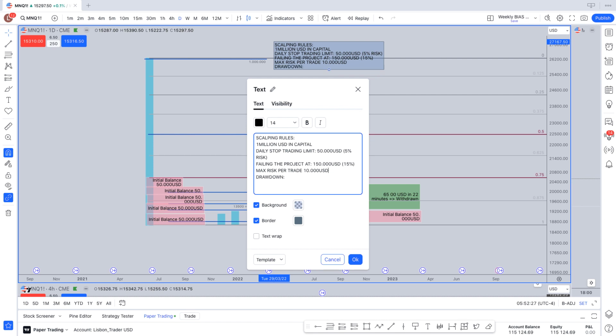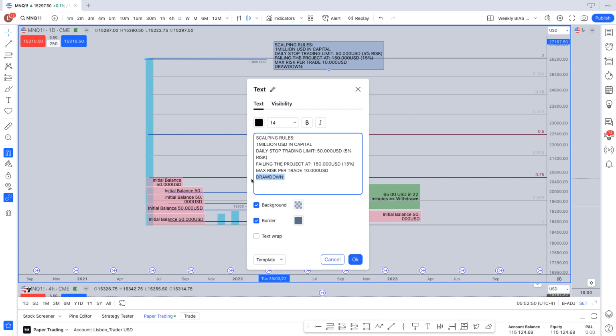Now we have failing the project at this. Max risk per trade, so in each trade not going over 10k, so we have 5 shots, but we'll be playing with less than this.